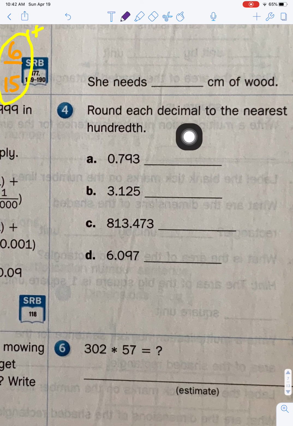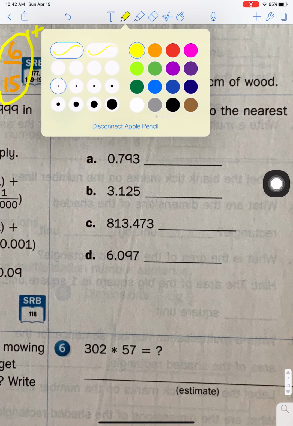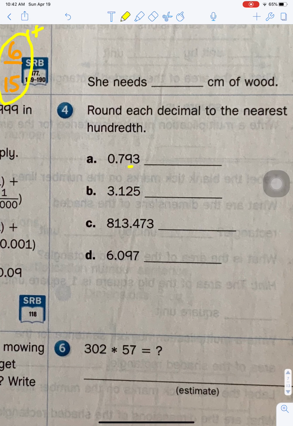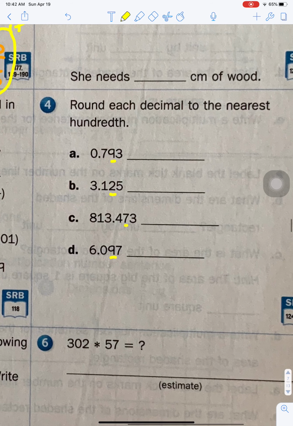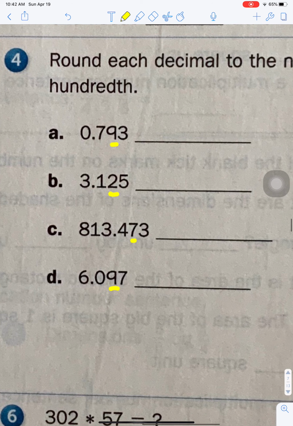Number 4, round each decimal to the nearest hundredth. So what I want you to do for this problem is to underline the hundredth in each of these problems. Now to round the decimal to the nearest hundredth, you're going to look to the number to the right. If it's 5 and above, give it a shove. It rounds up to the next number. 4 below stays the same. So the 3 is below a 5, so that stays the same.